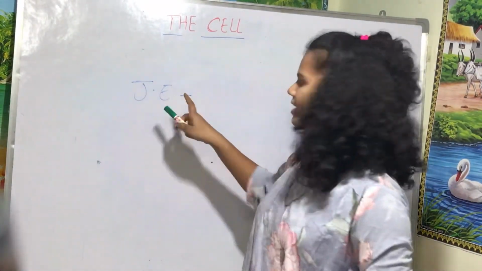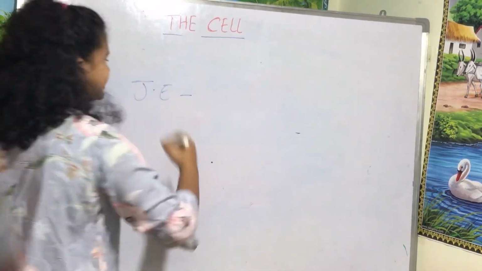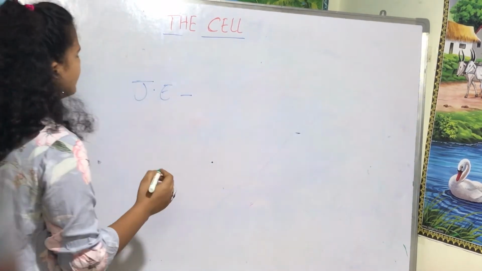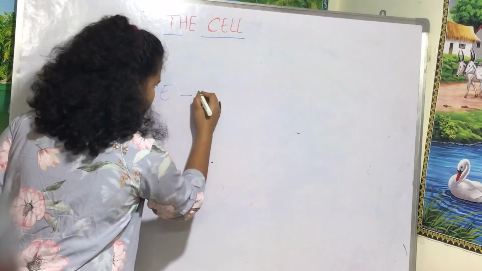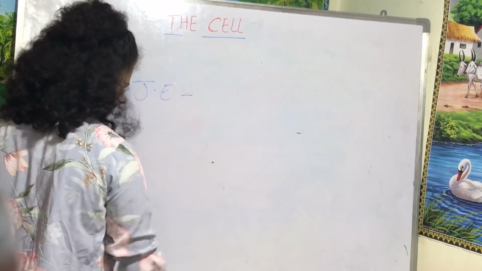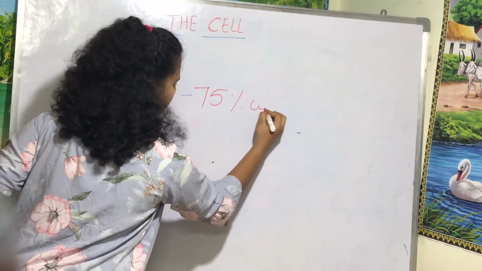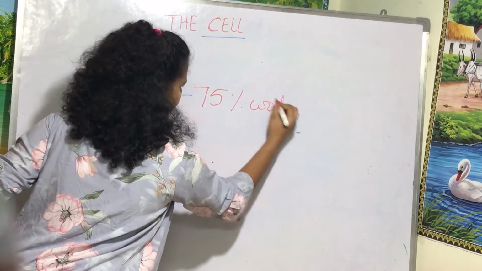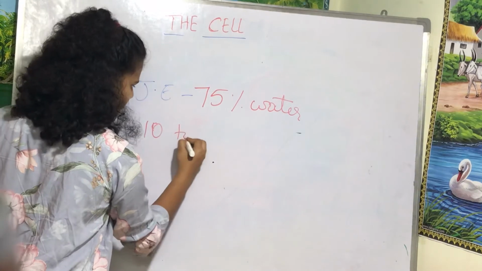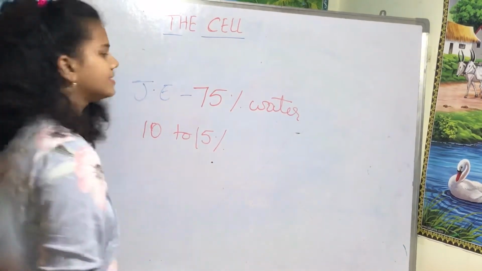So this protoplasm consists of organic and inorganic materials. It also has 75% of water in it, and 10 to 15% of carbohydrates.